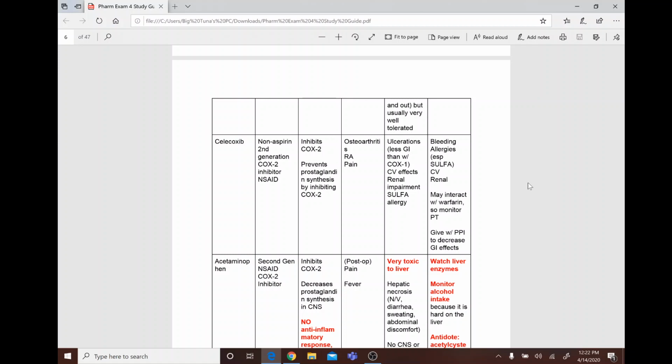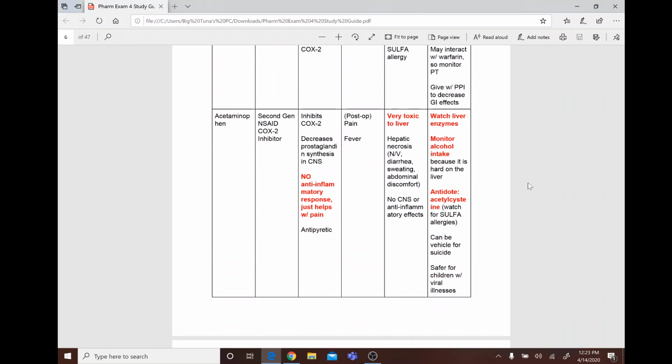Celecoxib may cause ulcerations, CV effects, renal impairment, and this affects people with sulfa allergies. So you want to look for bleeding, allergies, look at cardiovascular function, renal function. Celecoxib may interact with warfarin, so monitor PT, and you want to give this with a PPI to decrease GI effects. Acetaminophen is a second-gen NSAID COX-2 inhibitor. It inhibits COX-2, and there's no anti-inflammatory response, just helps with pain.